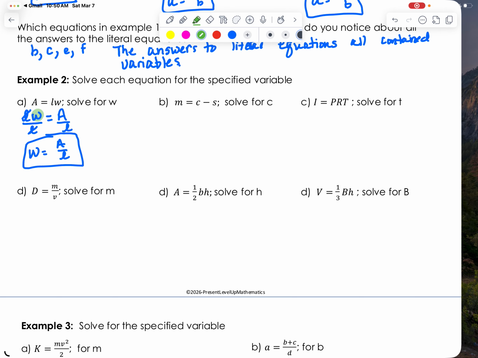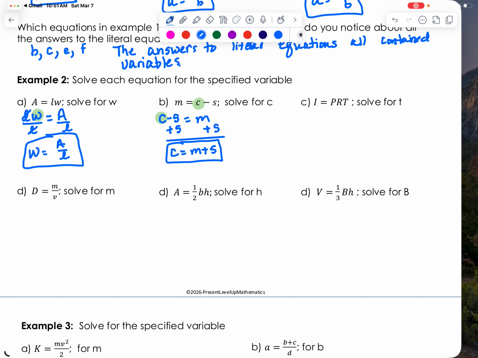Solve for C. I want to put the variable that I'm trying to solve for on the left. So I'll rearrange this equation so that C minus S is on the left and M is on the right. Let me highlight what we're trying to isolate. We're trying to isolate the C, so I have to get rid of the S. The opposite of minus S is plus S, so I'm adding S to both sides. So C is equal to M plus S.